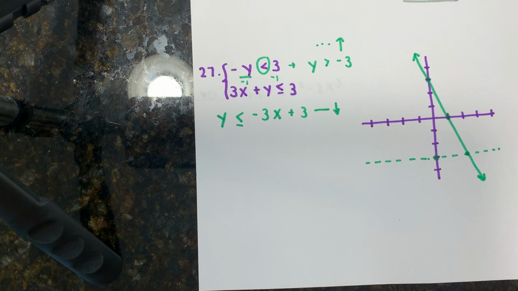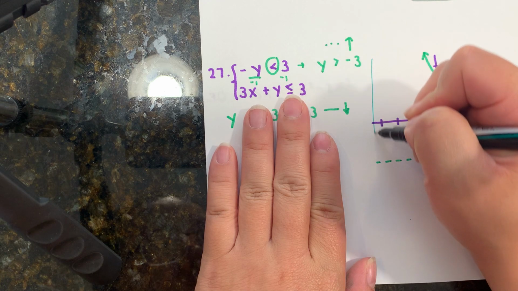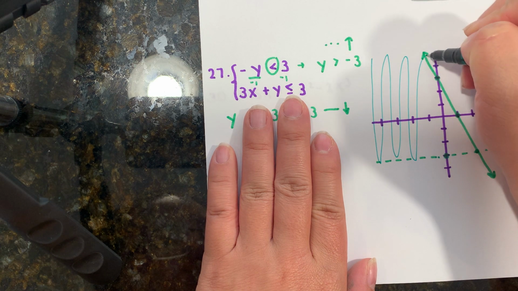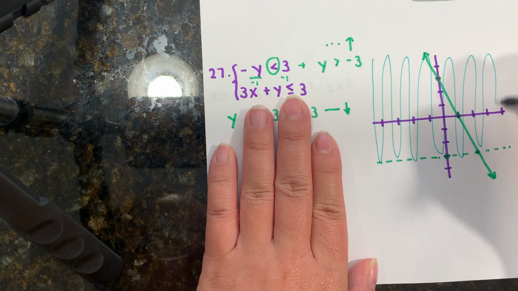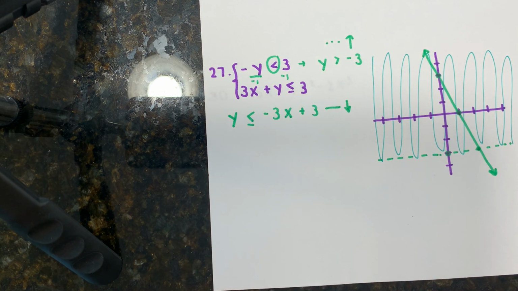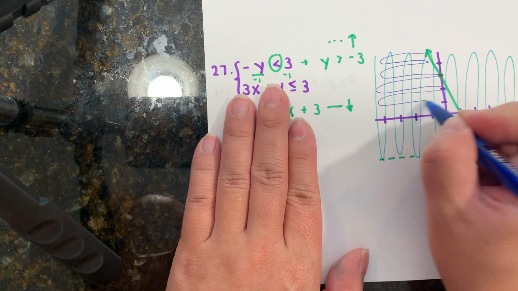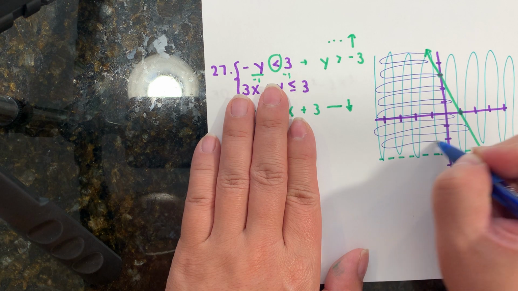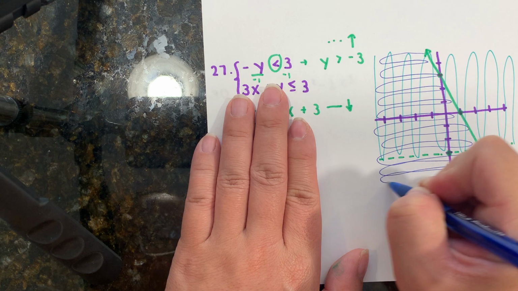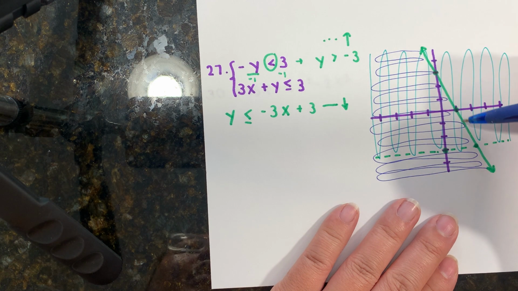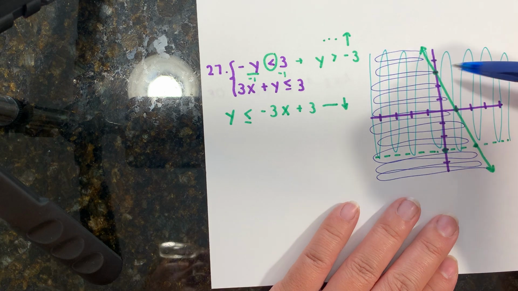Okay, now comes the shading portion of the problem. So it says to shade everything above the dotted line. So that would be everything up here. Everything above. And then shade everything below the solid line. So that would be everything here. So your answer is going to be this section here, below the solid line and above the dotted line.